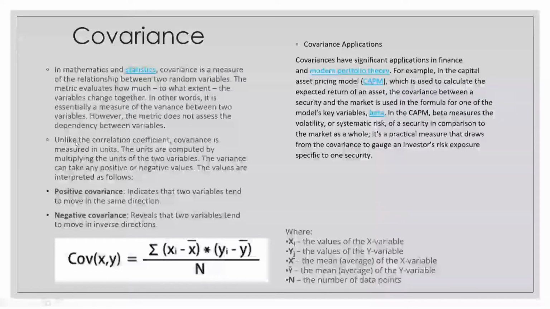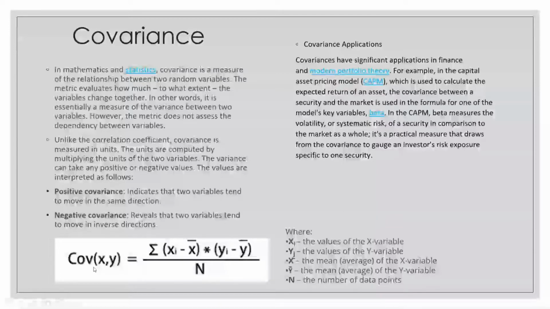Unlike the correlation coefficient, covariance is measured in units. The units are computed by multiplying the units of the two variables that we consider. And there are two kinds of covariance. Positive covariance indicates that the two variables tend to move in the same direction. On the other hand, negative covariance reveals that the two variables tend to move in inverse directions.